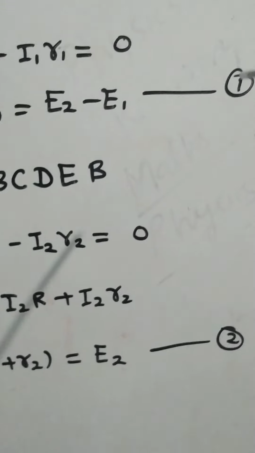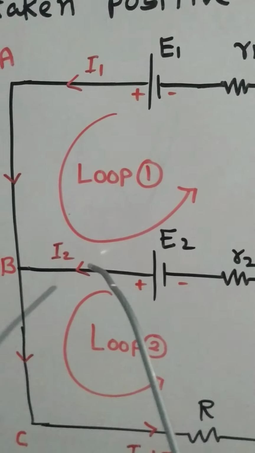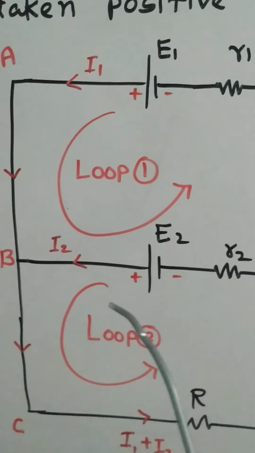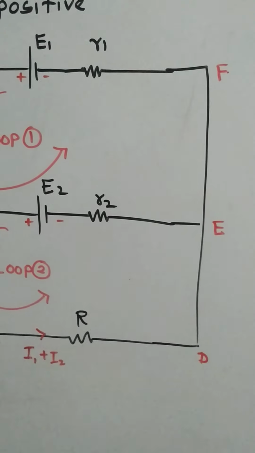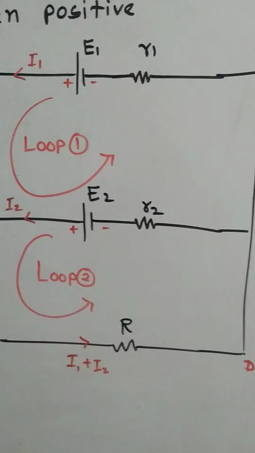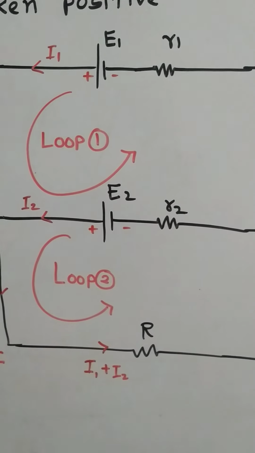So we have two equations and two unknowns, that is I1 and I2. These two quantities are the unknown quantities because the rest of the quantities are given in the question. So with the help of these two equations we can find the values of the unknown currents, that is I1 and I2.